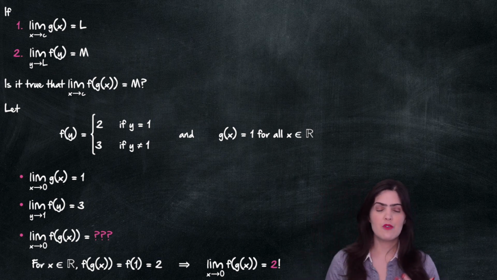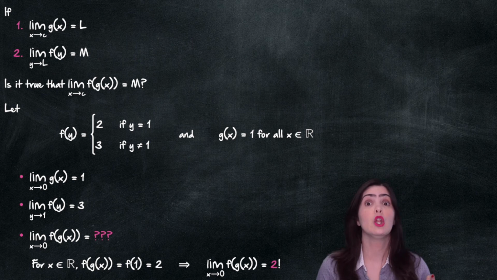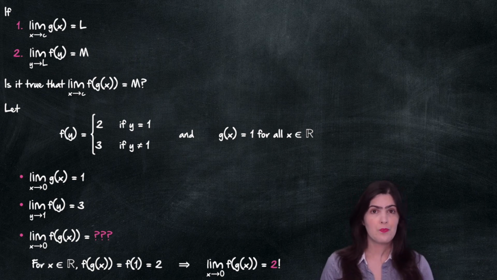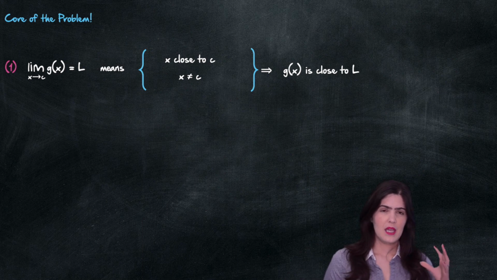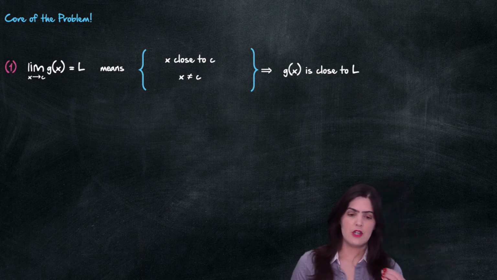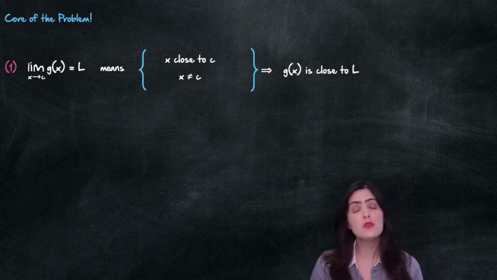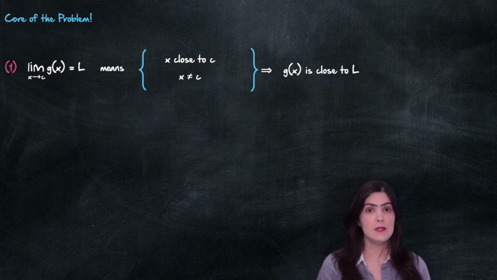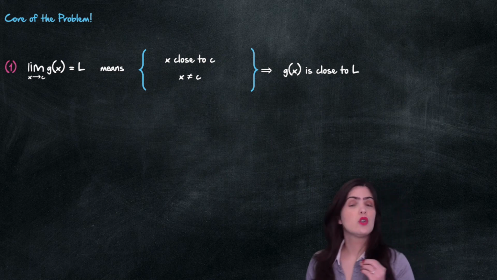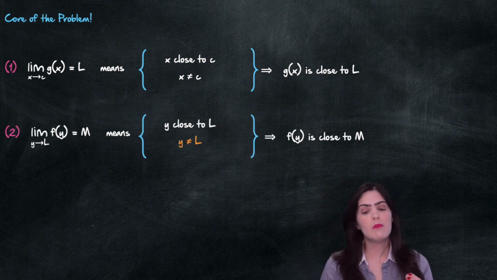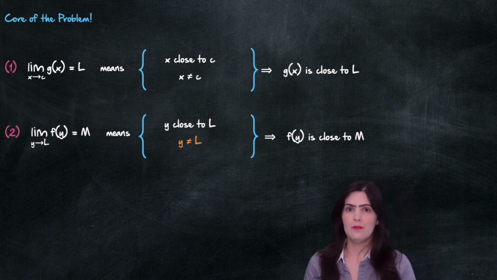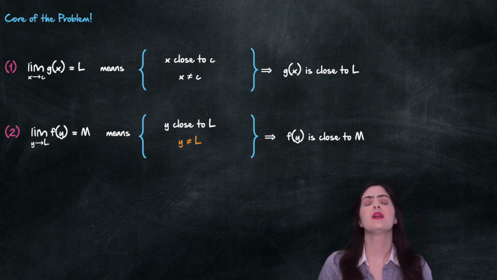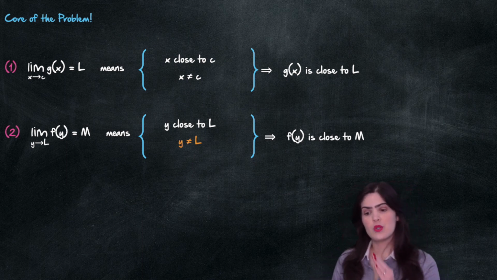So here we see that we have a bit of a problem. The answer to my question is no. That is not true. And now let's try to understand where the problem is coming from. The core of the problem is this. The limit as x approaches c of g of x equals L means that if x is close to c but not c, then g of x is close to L. And the limit as y approaches L of f of y equals m means that if y is close to L but y is not L, then f of y is close to m.